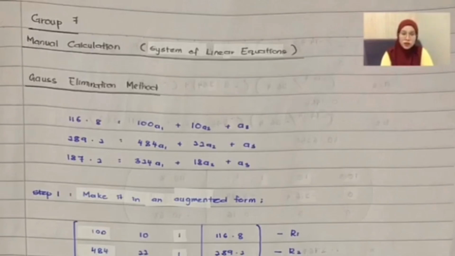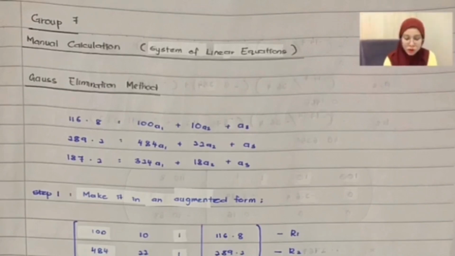I'm going to explain the manual calculation of the system of linear equations. The method that we use to answer this question is the Gauss elimination method, and from the question, 116.8 equal to 100 A1 plus 10 A2 plus A3. Next, 289.2 equal to 484 A1 plus 22 A2 plus A3. And the last one is 187.2 equal to 324 A1 plus 18 A2 plus A3.